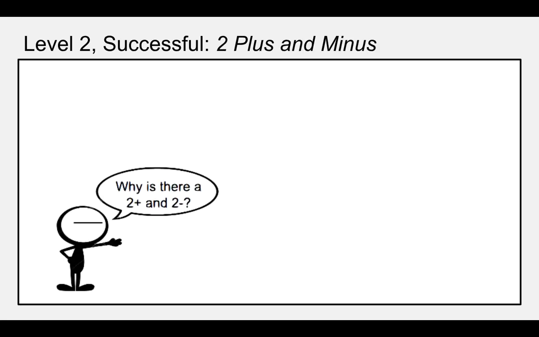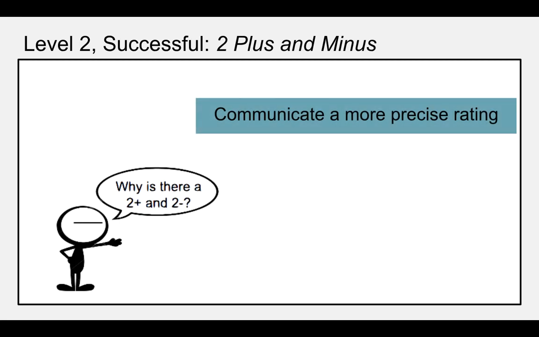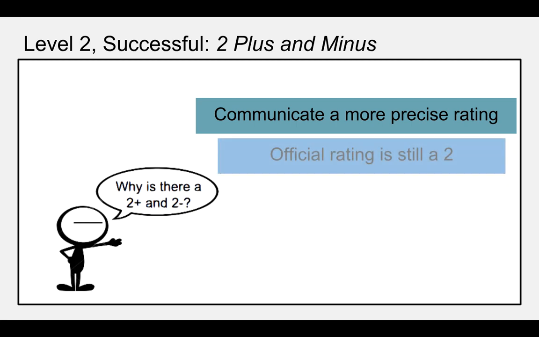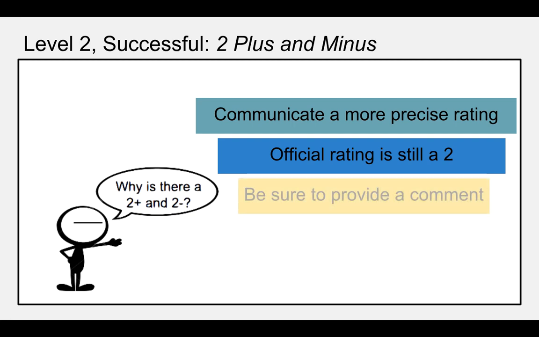Why is there a 2 plus and 2 minus? You might choose to communicate a level 2 even more precisely by adding a note in the overall comments with a 2 plus or 2 minus. Level 2 is the only rating with the plus minus option. The official rating is still a 2, but the plus minus supports a robust performance conversation. Be sure to provide the reason why you are adding the plus or minus. PMPs are all about clear communication.